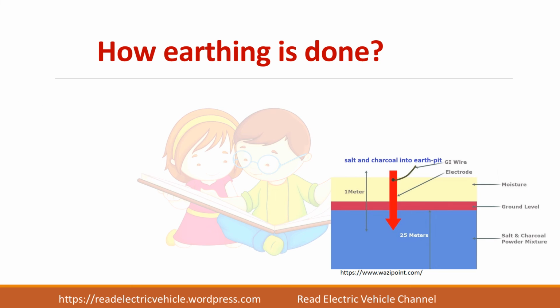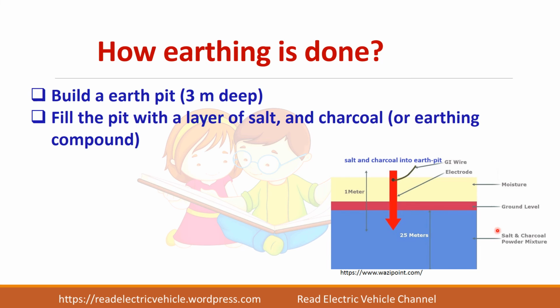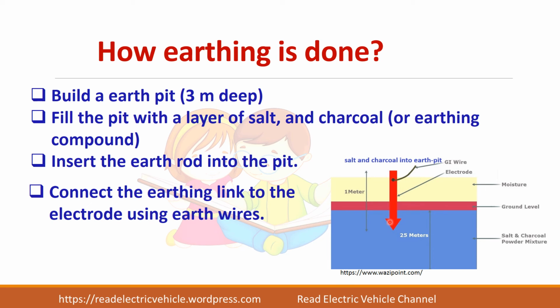This is a general procedure to do earthing. It varies with respect to application as well as location. First build an earth pit, then pour the salt and charcoal mixture into it, and then insert the rod into it, connect the earth wire and test for the continuity. So this is only a general procedure. It varies with respect to application.